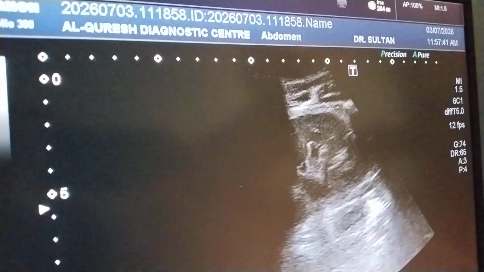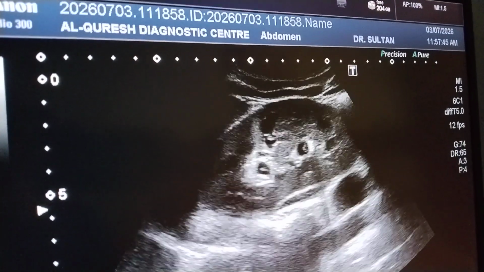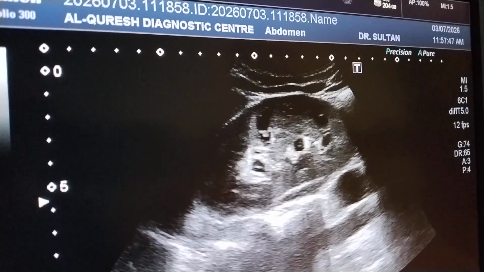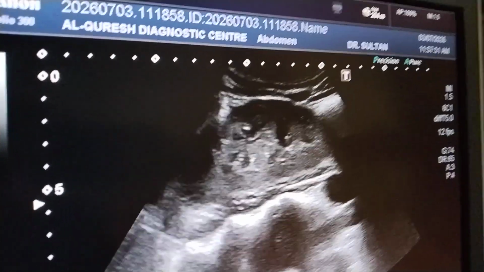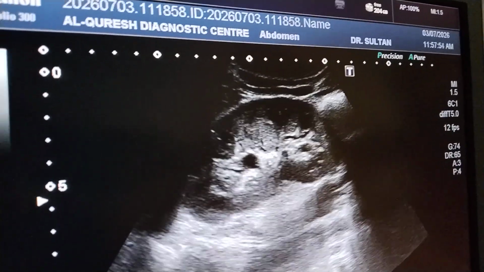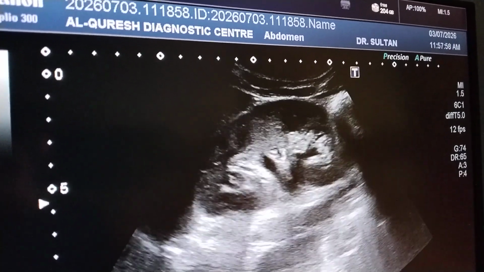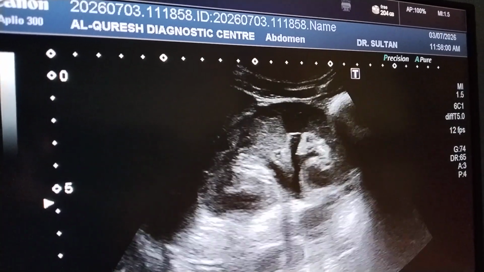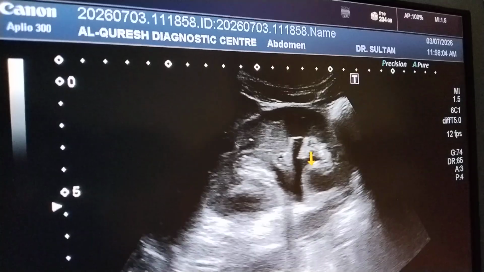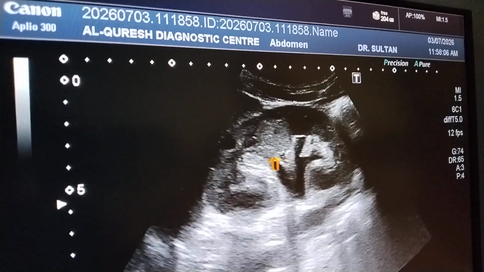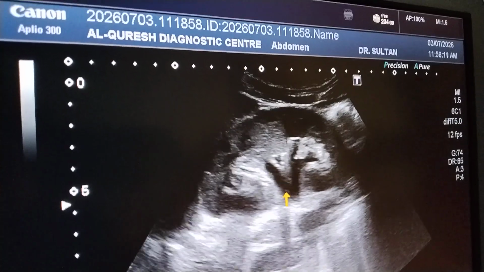So when we are going to trace the right ureter, the patient should be in the lateral decubitus position, and the probe should be in the longitudinal position. Then we can appreciate here the dilated calyces, and then we should recognize the ureter.